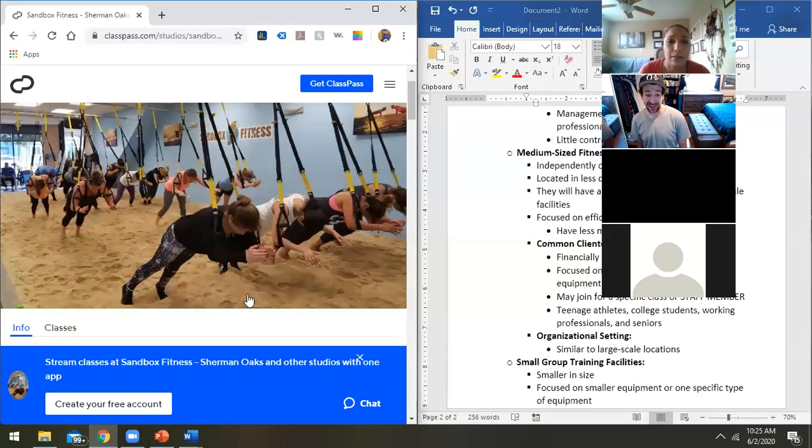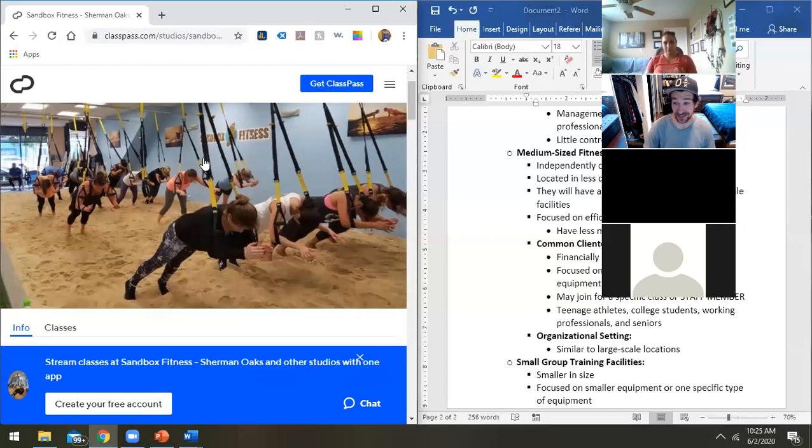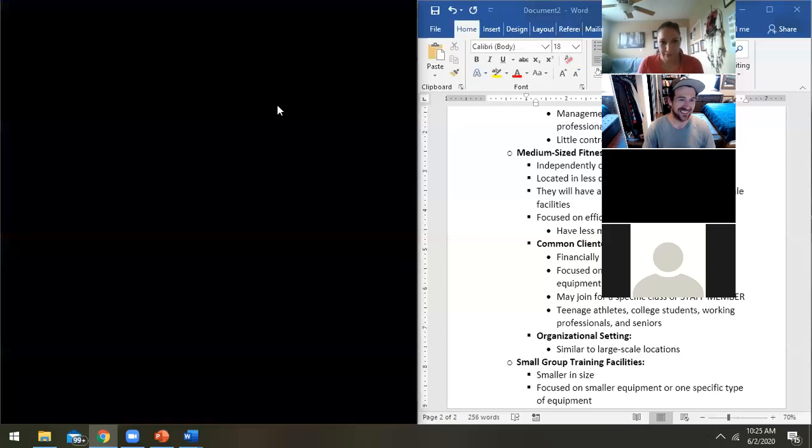Probably a pretty good workout, you know. Like that, like that. That's the TRX plank there. That's no joke. That's a hardcore exercise.